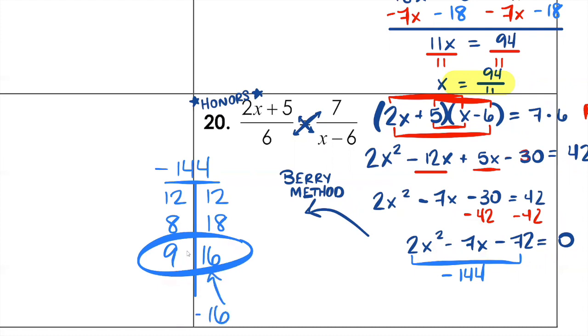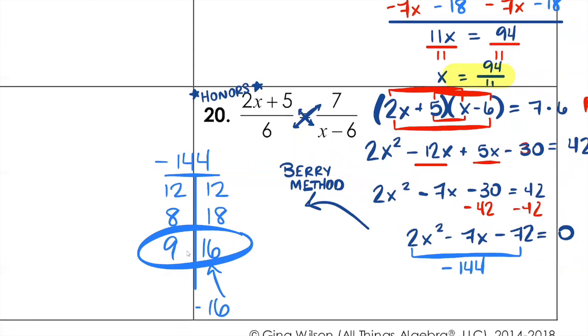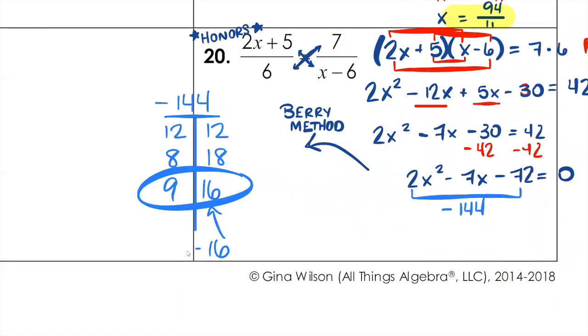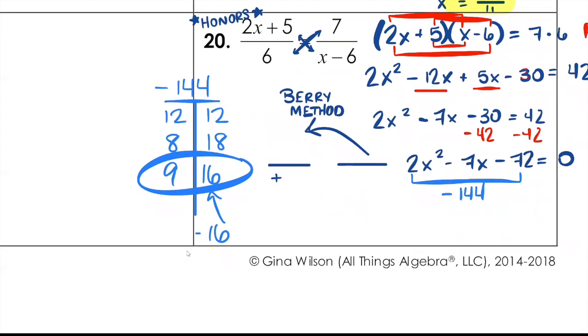Here's where it gets fun. Here's where the Berry method separates itself from slide and divide. We're going to take our two factors and create two fractions where our denominators are the two factors. What was our first one? Positive 9, right? And our second one was negative 16.